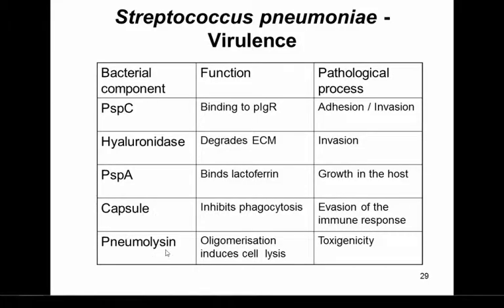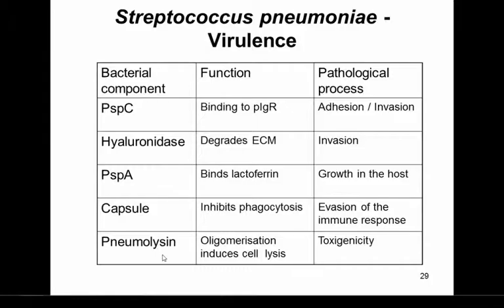And finally, in order to really harm the host, it's going to have some kind of toxin. Streptococcus pneumoniae secretes pneumolysin. This is a small protein. When it's secreted, it's a monomer. And when it inserts into a phospholipid membrane, it oligomerizes and forms a pore. So it lyses the cell membrane.